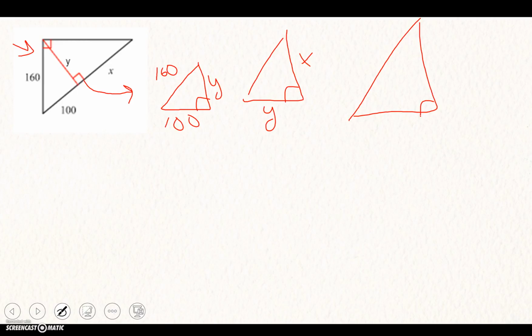And so the 160 is going to go down here. And then along the hypotenuse, we're going to have the sum of these two things. So this is going to be x plus 100. So sometimes you're going to have to add things together with that.